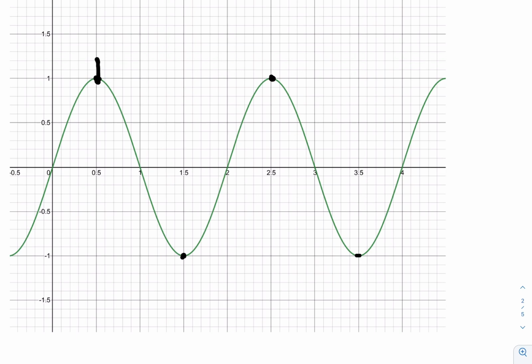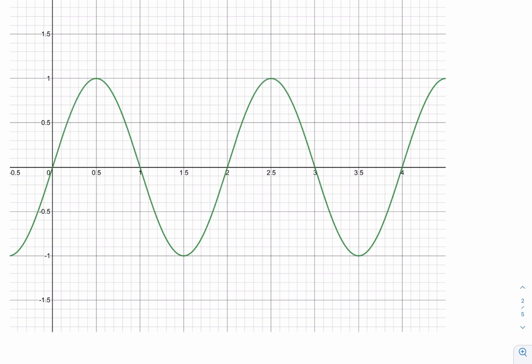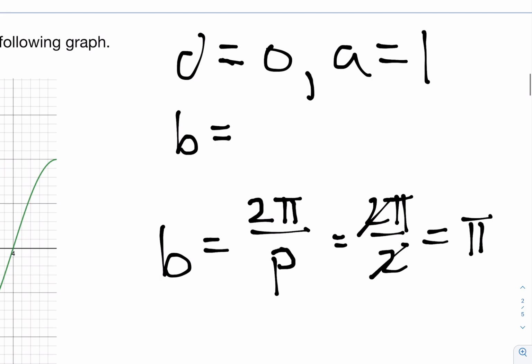So let's do the peaks. Let's do from this peak to this peak. What's that distance there? Well, this is 0.5, and this is 2.5. So that must mean that the period is 2, because 0.5 to 2.5, that length is 2 units. So for one whole cycle to happen, the period must be 2. So 2 pi over 2, the 2's cancel, we just get pi. So B equals pi.